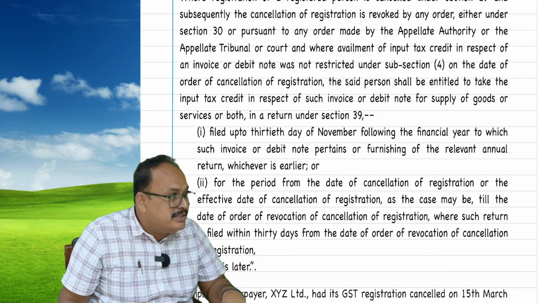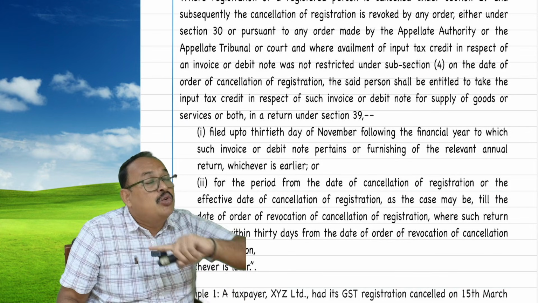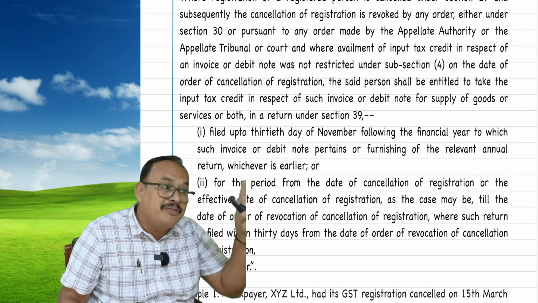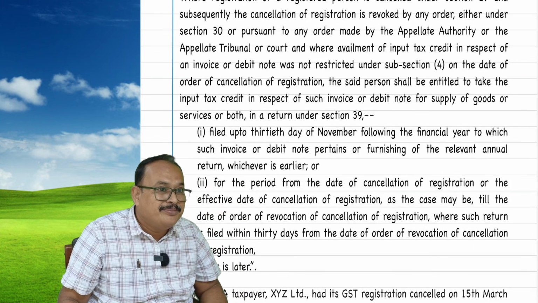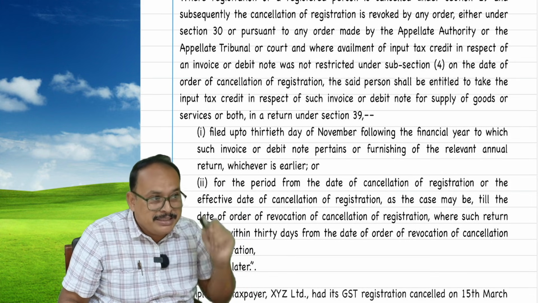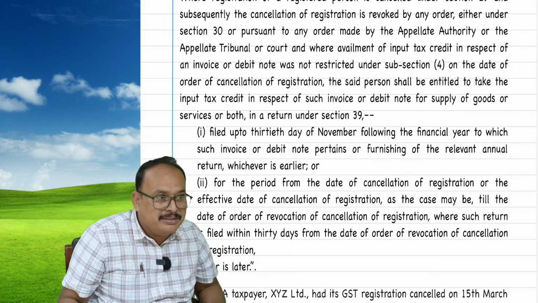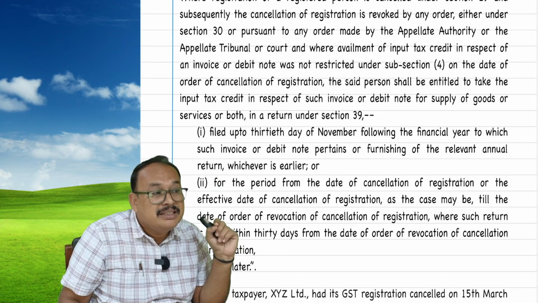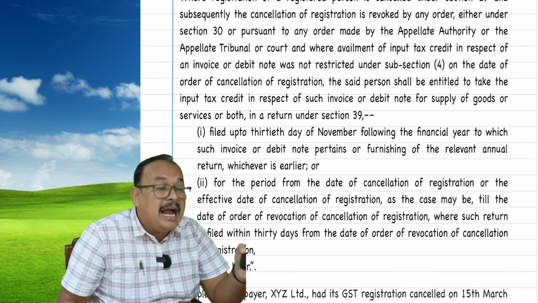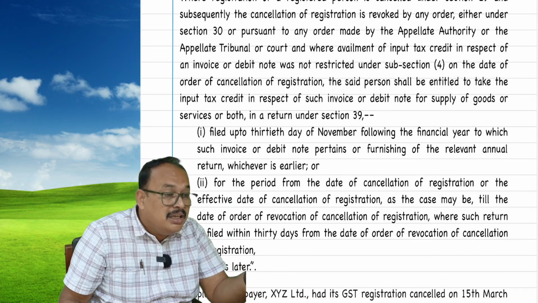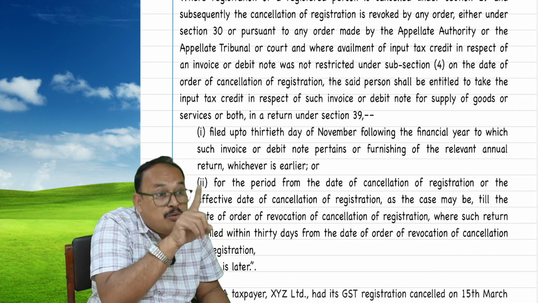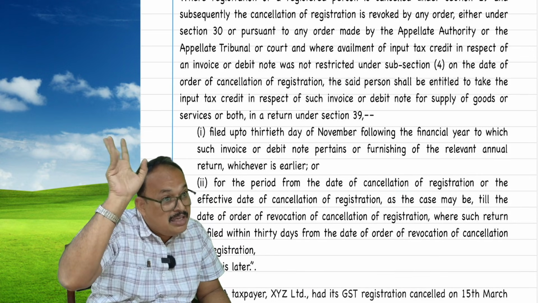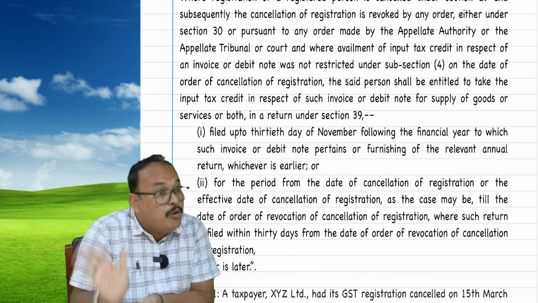For the year 25-26, the year in which cancellation is taking place, my time limit to claim invoices is 30th November of the succeeding financial year, means 30th November 2026, or the date of filing the annual return, 31st December 2026, for example. In that case, whichever is earlier, 30th November. As on 30th November, among the 3 invoices, only 1 invoice qualifies for input tax credit. The 2 invoices of 24-25, time limit 30th November 2025, already over.